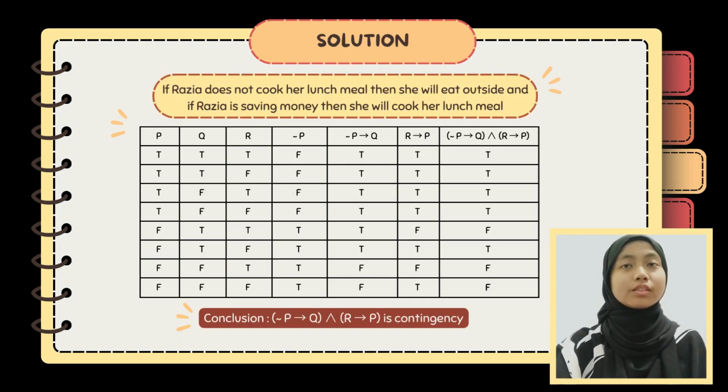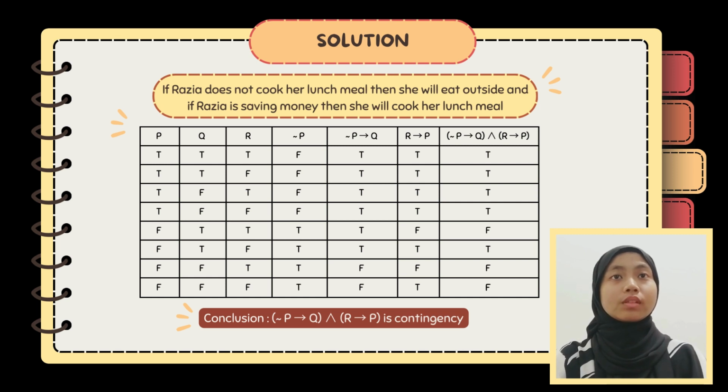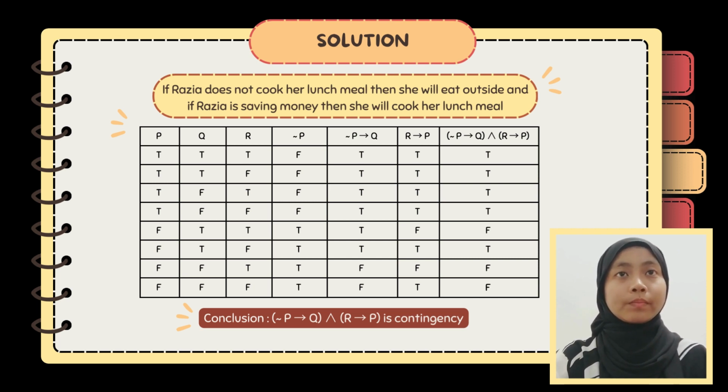Now, let's move on to the solution. The sentence is, if Razia does not cook her lunch meal, then she will eat outside. And if Razia is saving money, then she will cook her lunch meal. Let's take a look at the truth table. From this table, we can see that it has 7 input conditions and 3 input combinations, which are P, Q, R. Now, let's go through the table one by one. First, not P, which means it is the negation of statement P in the first row.